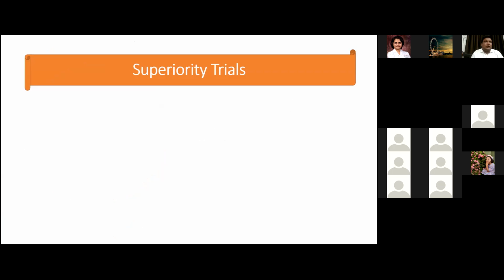Whenever we design a clinical trial, we have a primary objective. Let's say the primary objective is the decrease in systolic blood pressure. So we have two arms: one is the standard treatment plus placebo, and the other is the standard treatment plus the new drug.